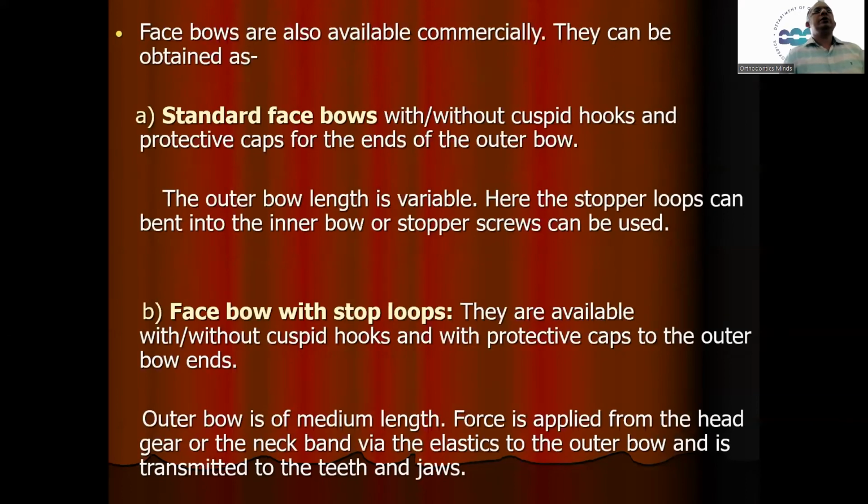Face bows are available commercially and they can be obtained as standard face bows with or without cusp hooks and protective caps for the ends of the outer bow. The outer bow length is variable. Here the stopper loops can be bent into the inner bow or stopper screws can be used. Face bow with stop loops. They are available with or without cusp hooks and with protective caps to the outer bow ends. The outer bow is of medium length. Force is applied from the headgear or the neckband via the elastics to the outer bow and is transmitted to the teeth and the jaws.